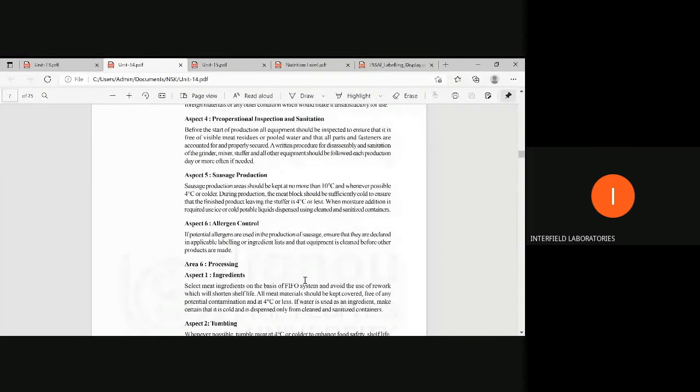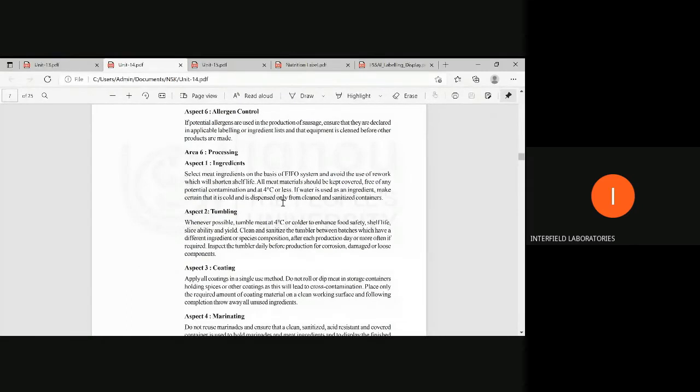The sausage production area should be kept at 4 degrees Celsius or colder. If potential allergens are used in the production of sausage, ensure that they are declared in the label of that product or in the ingredient list.